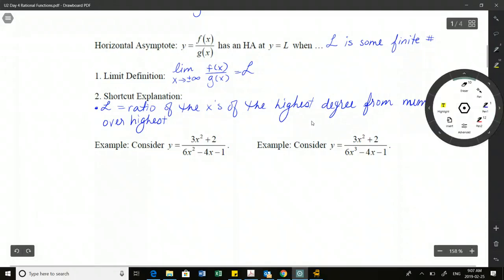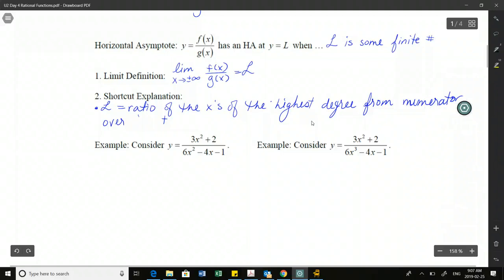Sorry, I should have put coefficient somewhere in there. Ratio of the coefficients of the x's, sorry, from the highest degree of the numerator over the highest degree of the denominator.